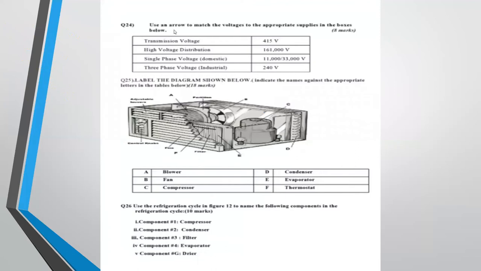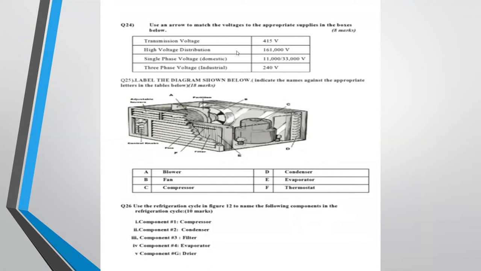The next question says, use an arrow to match the voltages to the appropriate supply in the boxes below. So we have been given some voltages, some names of voltages here, and the value. So you have to match it to the right one. But whenever you are given such a question, what must come to mind is that you have to know which of them carries the highest, in that order. You have to do it either ascending or descending. So let's start from the top.